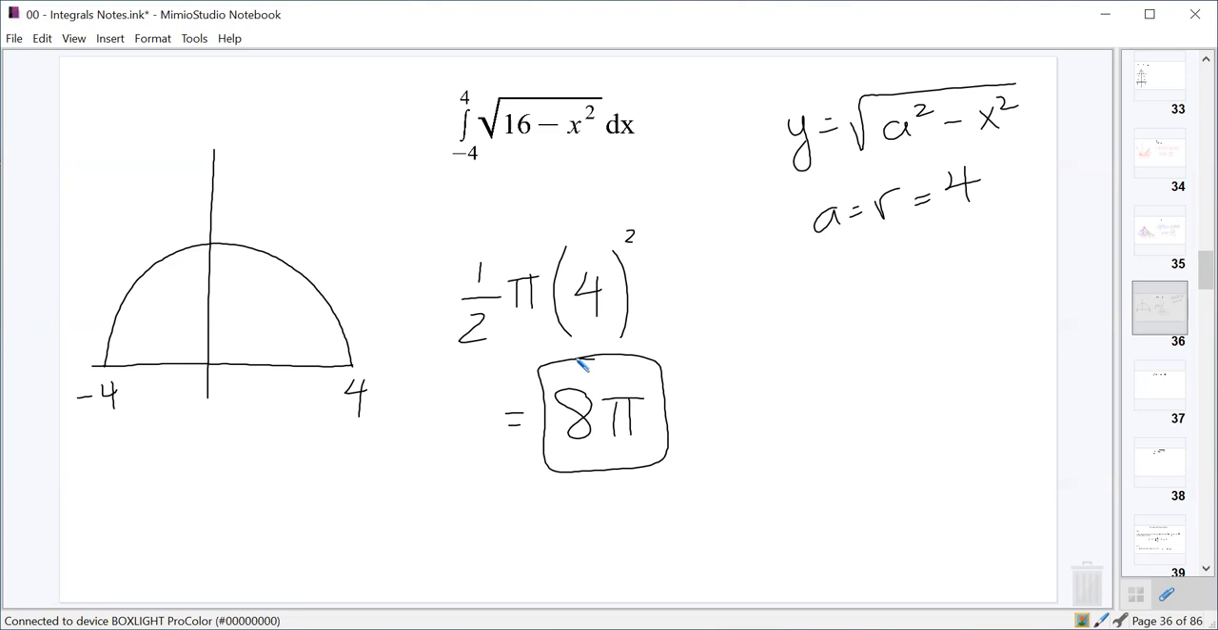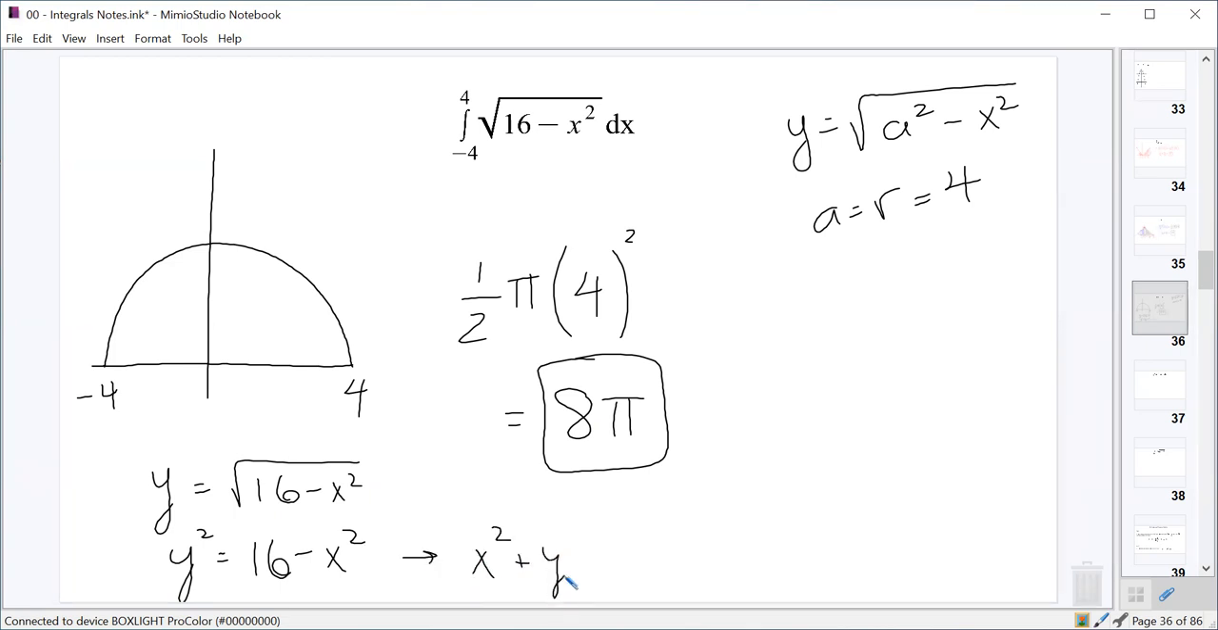And if you look at square root of 16 minus x squared and you're not quite sure that that's a semicircle, you should be sure that's a semicircle, but if you're not, you can always write it as y equals root 16 minus x squared and then square both sides, giving you y squared equals 16 minus x squared. And if you add the x squared over, it looks like the nice standard form for a circle, x squared plus y squared equals 16.